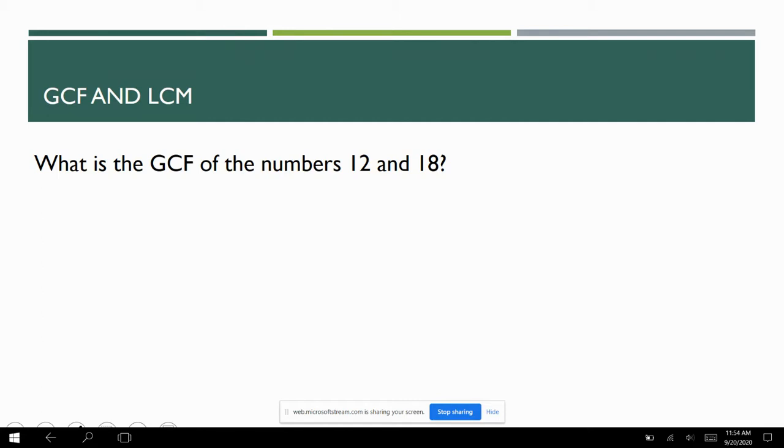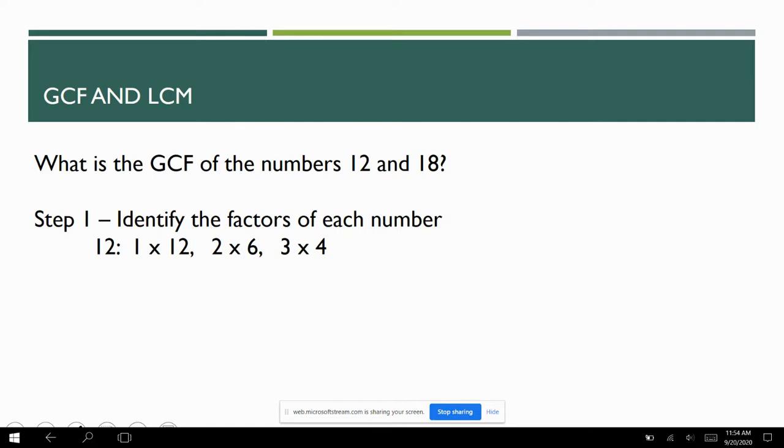Well, what we want to do when we're looking for the greatest common factor is list out the factors of those numbers. So we're going to identify those numbers. 12 is 1 times 12, 2 times 6, 3 times 4. Oftentimes, I like to write it working downwards, and I work from least to greatest. So I'll write it as 1 and 12 are a pair because they're a product of 12, 2 and 6 are a pair, and then 3 and 4 are a pair.